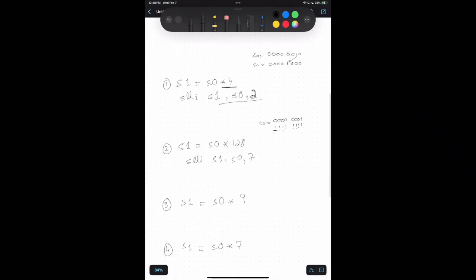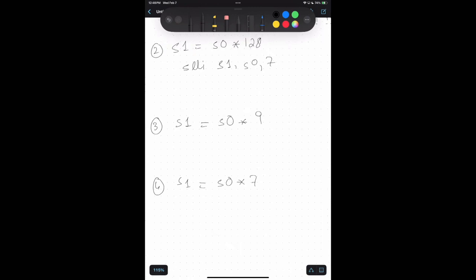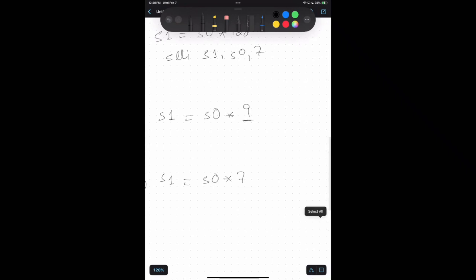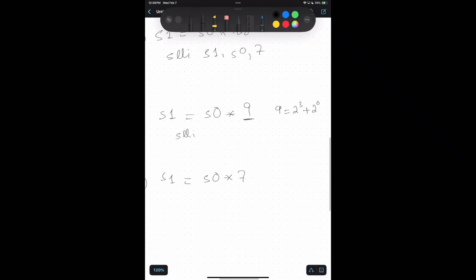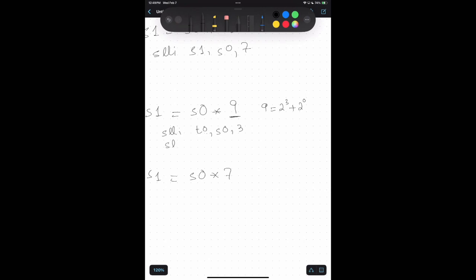So we have talked about the first one and the second one. What about the third one? How do we solve this? We can split the multiplier, which is 9 here, into powers of 2. So we can write 9 equals 2 to the power 3, which is 8, plus 2 to the power 0, which is 1. Then we can write the instruction SLLI, and maybe we can use our temporary variable T0, with S0 and 3. Another instruction, SLLI T1, S0, and 0, which means 1.